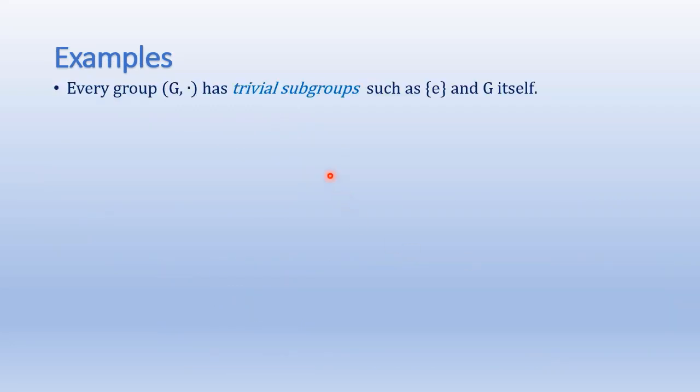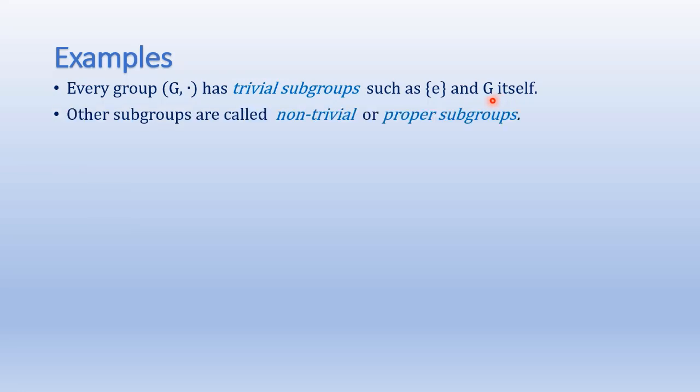So we can say that every group G, dot has trivial subgroups, such as the singleton set {e} and the whole set G itself. Subgroups other than these two subgroups are called non-trivial or proper subgroups. We shall see some examples.